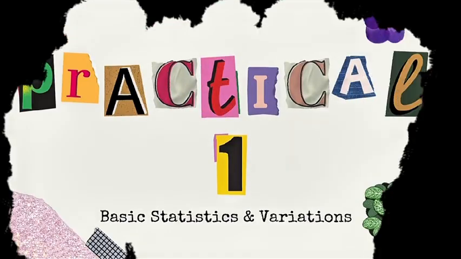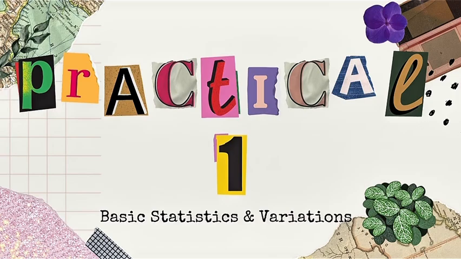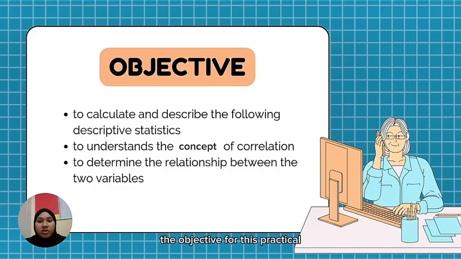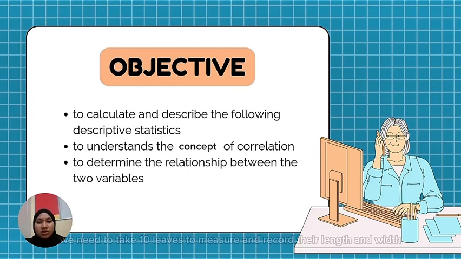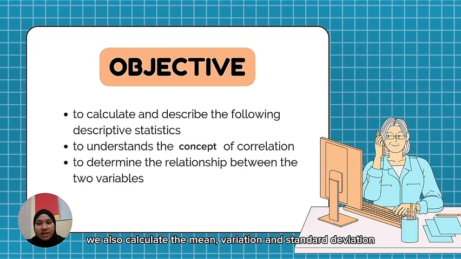Moving on to practical 1, basic concepts of statistics and variation. The objectives for this practical are to calculate and describe the following descriptive statistics, to understand the concept of correlation, and to determine the relationship between the two variables. In this practical, we need to take 10 leaves to measure and record their length and width. Then we prepare 2 sets of leaves. We also calculate the mean, variance, and standard deviation.